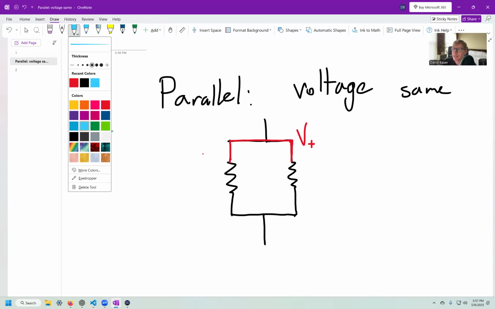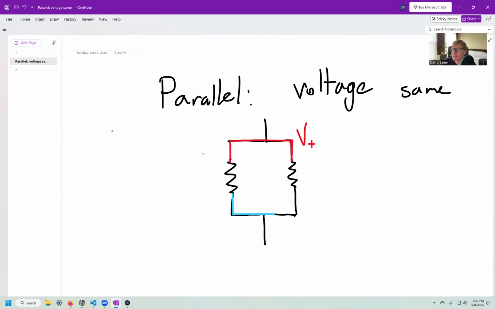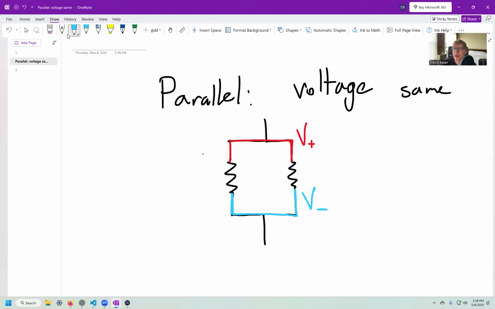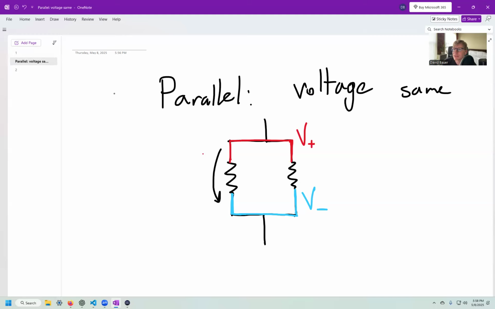And then if the bottoms of the resistors are connected, so if there's any path that only goes along a wire, right, connecting the resistors, the bottom, if the tops and the bottoms are both connected like this, then I have two resistors in parallel, because then their voltages have to be the same, right? If I go down across this resistor, I go from V plus to V minus, and same thing here.